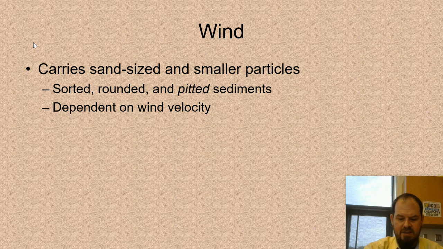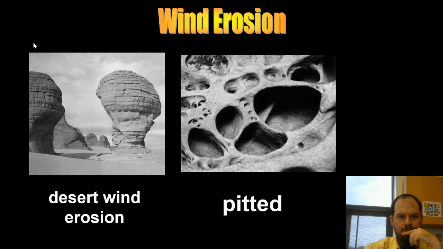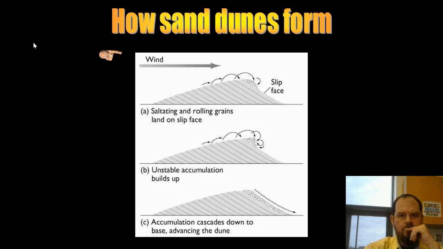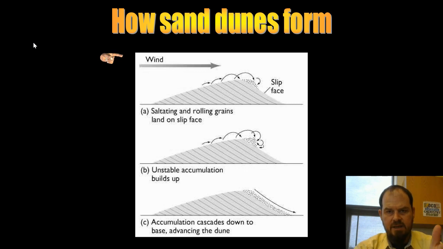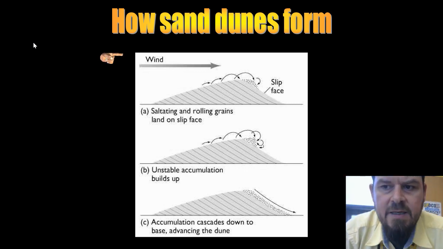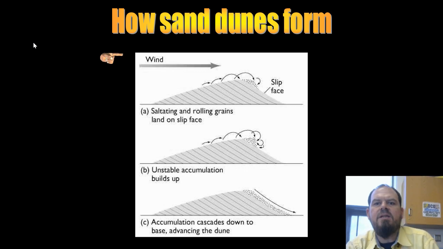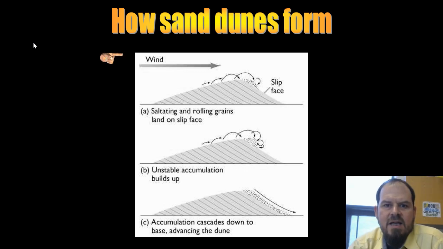Again, depending on wind velocity, because the higher the velocity of the wind, the more stuff and the bigger the particles that can go. So here's a good picture of desert wind erosion. Here's a good picture of what the pitted erosion looks like from the wind. And then this is, again, just learning for you guys, not taking notes on this, but notice the slip face and where the side of the sand dune is, and the stable and the unstable accumulation buildup.